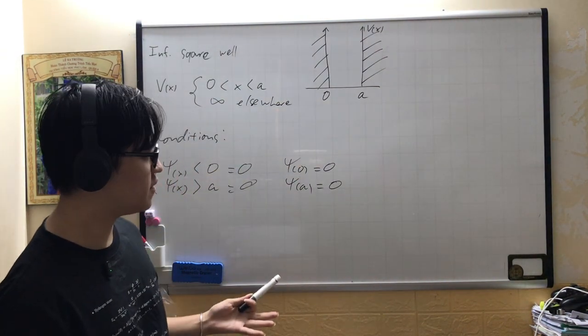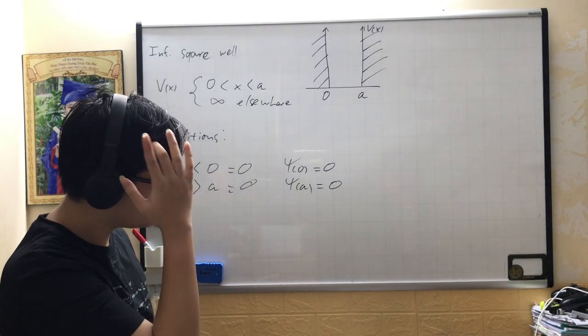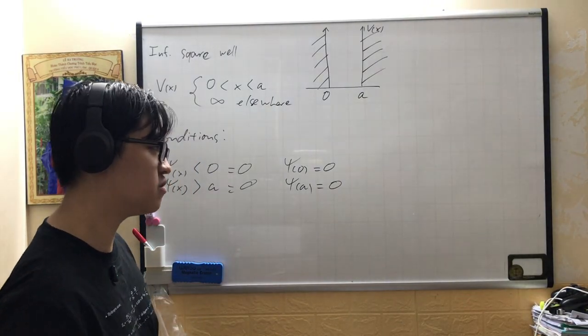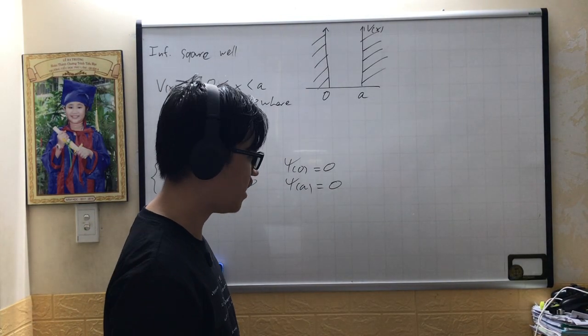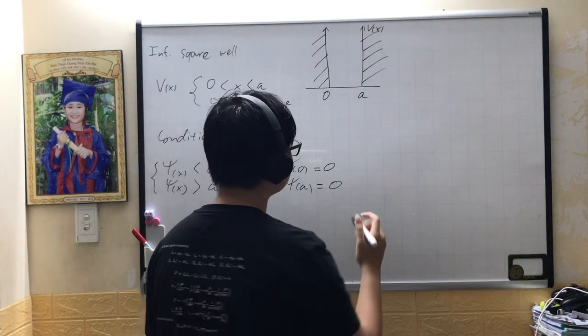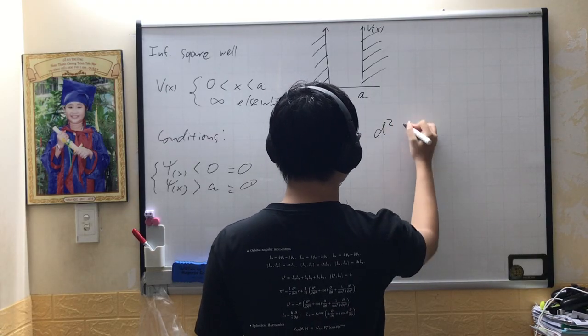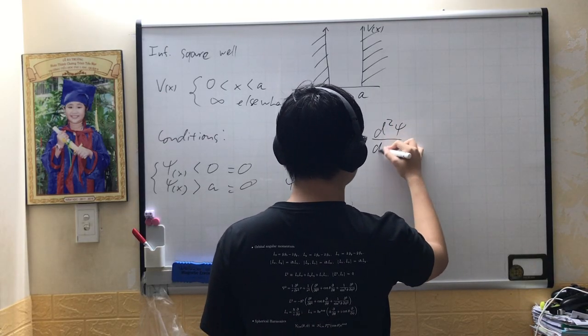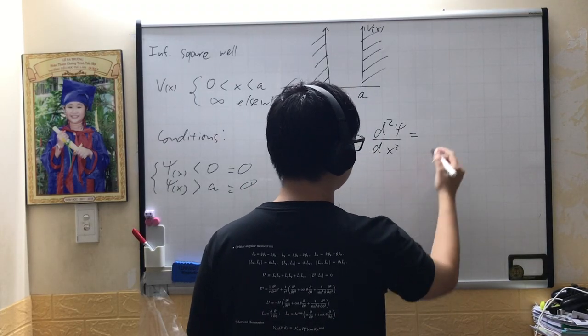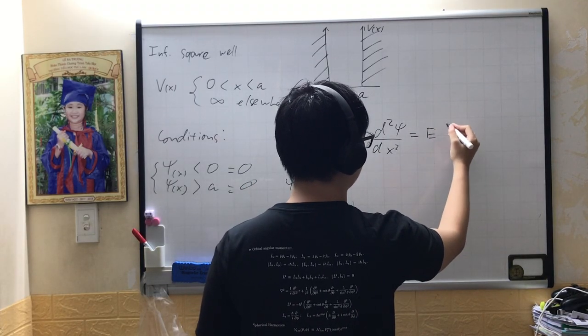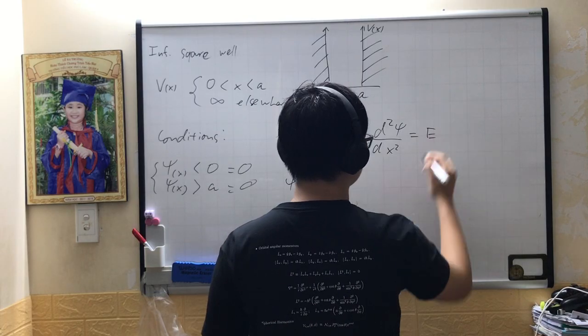Alright, so when you have this, let's put our wave function into the time independent Schrodinger equation to get our eigenstates. So we put this in our time independent Schrodinger equation, and get something like this. Wait, what? No.